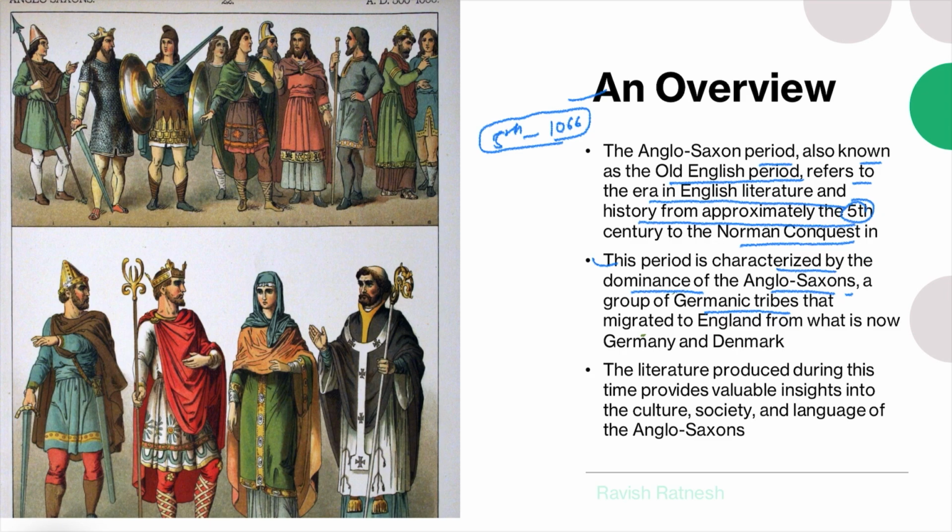And their native language was inspired by the Latin. So Latin became the most dominant language in that particular time, in the Anglo-Saxon period. And also the literature produced during this time provides valuable insights into the culture, society and language. It's obvious that if someone comes from a different land and occupies that land and starts dominating those areas, then their culture, their society, their language becomes the most dominant ones, right?